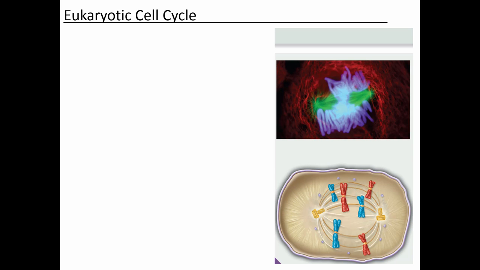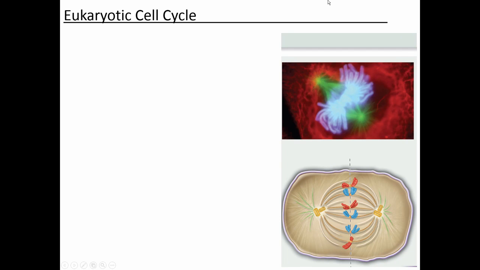Okay, so following prometaphase comes metaphase, and this one's rather easy because what happens is the chromosomes align down the center of the cell. So in the human cell, you would have all 46 chromosomes aligned down the center of the cell. It's also important to distinguish what aligns down the center of the cell when you compare mitosis to meiosis. For mitosis, again, it's going to be chromosomes that align down the center of the cell.